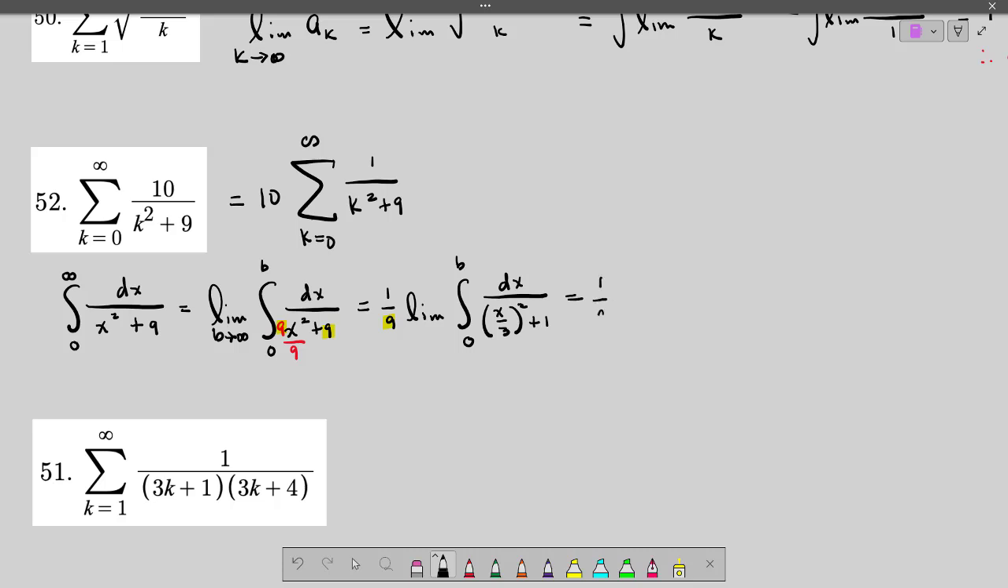So we will have 1/9 times the limit. This is going to be arctangent of whatever's in the parentheses, so arctan of x over 3. In the parentheses is not just an x, it's a function of x, so we have to use the RCR, reverse chain rule. What is the derivative of what's in here? 1/3 is the derivative. We have to divide by 1/3, which means multiply by 3. So we take the reciprocal and multiply, 3 over 1 if you want to put the 1 in. And then our limits of integration are 0 and b.